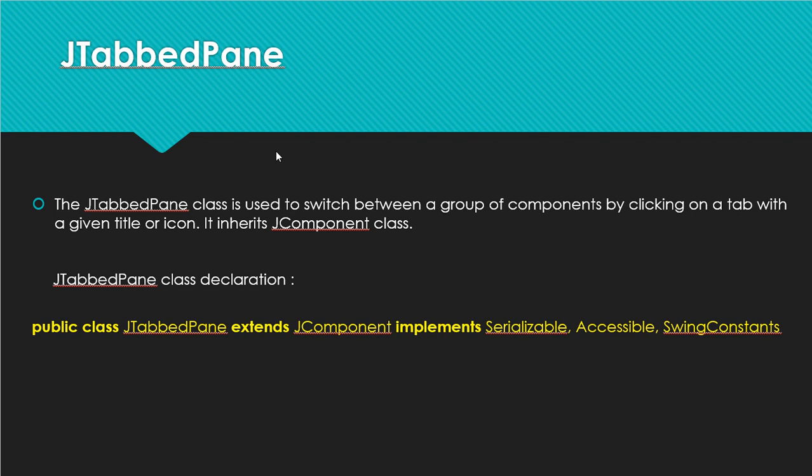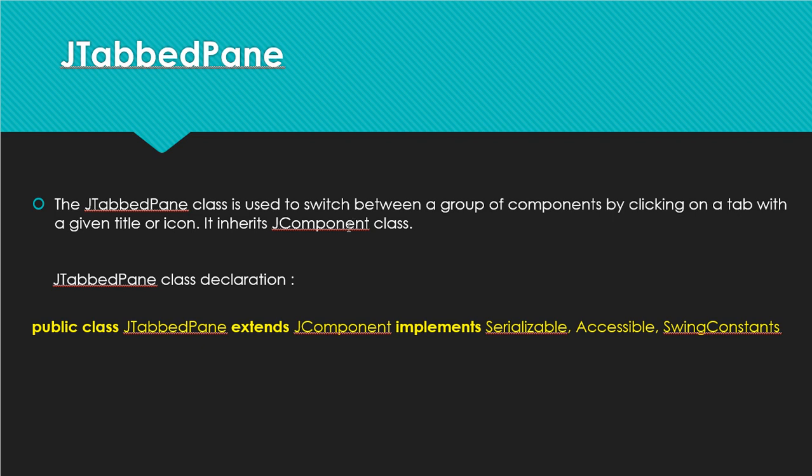This is a Swing component. The JTabbedPane class is used to switch between a group of components by clicking on a tab with a given title or icon, and it inherits the JComponent class. So just keep in mind that most of the time we will inherit the JComponent class, because this is the superclass for all the components in Swing. Fine. So now you see how to declare the JTabbedPane.